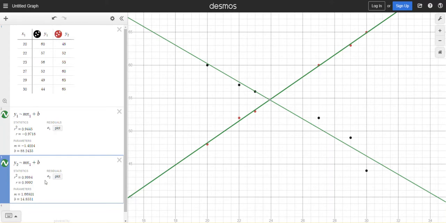Notice it's still x1 because I'm still going back to these input values. All right, notice it is a much better fit. This time I've got 0.998 as my r squared, so very close to 1. We can see that visually all the points are really close to the line. And if I round to 1 decimal place, I have 1.7 for my slope and 14.9 for my y-intercept.